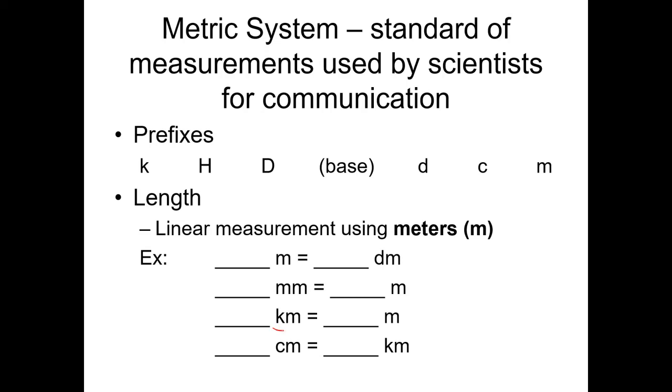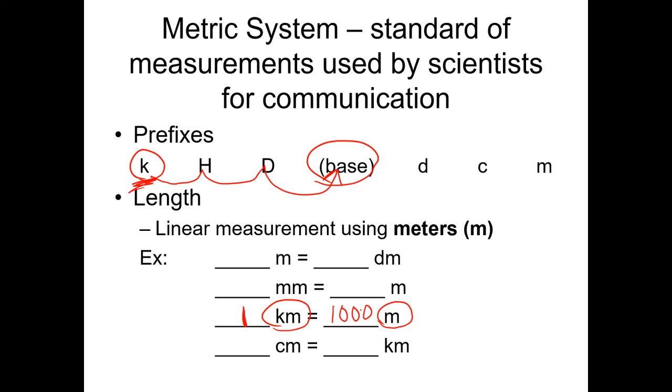Let's do another one. Down here I have kilometer and meter. So up here I'm dealing with this one and meter, which is part of my base. The unit that's furthest to the left is the kilo, so I'm going to put a 1 next to that. I'm going to move 1, 2, 3 places. So on this one I'm going to put 3 zeros.